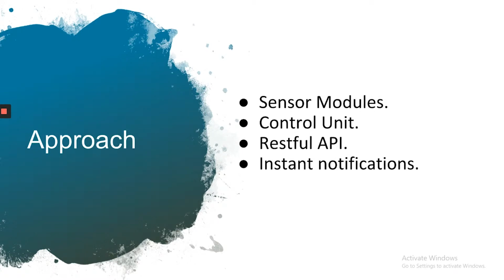The approach we are implementing is formed by four main components. First, multiple sensors to read and provide the data. Second, a control unit that manages and processes the data from the sensor modules. Third, a RESTful API that makes the data available and an instant notification feature that will allow the user to be warned when certain levels are read by the sensors.